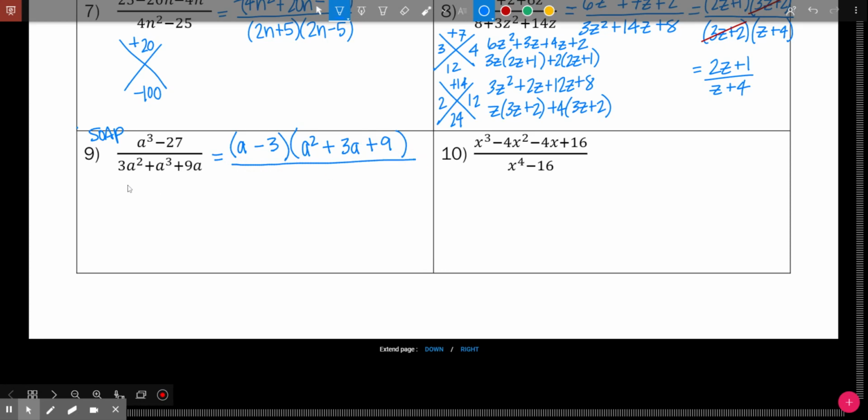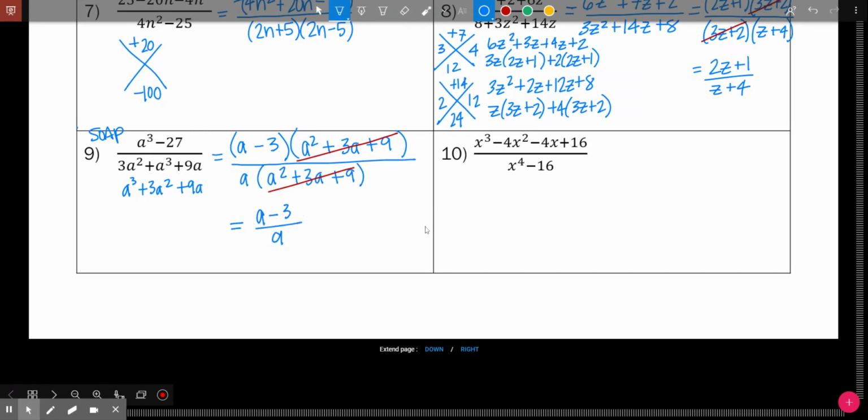On the bottom, when you put this into standard form and factor out your common factor, I have a times a squared plus 3a plus 9. We cancel out the things that are the same on the top and the bottom, and then you're left with what's left over.